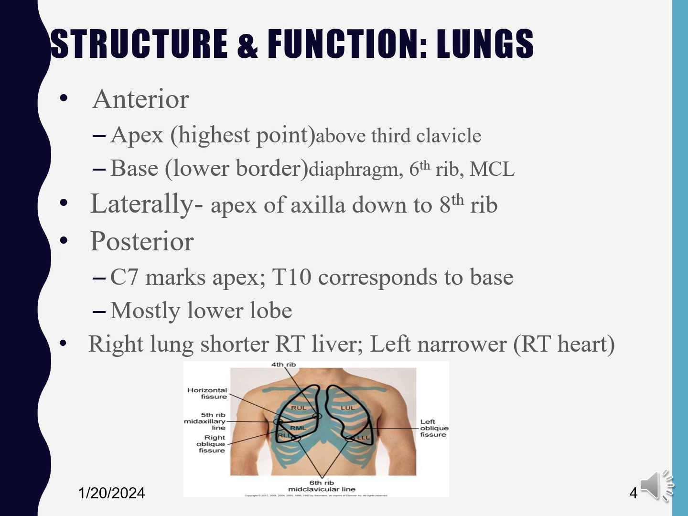When we're thinking about the lateral auscultation places, think of the apex is in the axilla and the base of the lungs is down to the 8th intercostal space or 8th rib. So in the posterior, when we listen to the lungs, we start below the C7, which is the apex, and we go all the way down to the thoracic 10 space, which is the base of the lungs. So you can see with the pictures kind of where everything sits. And also remember, there's 2 lobes on the left side and 3 lobes on the right.